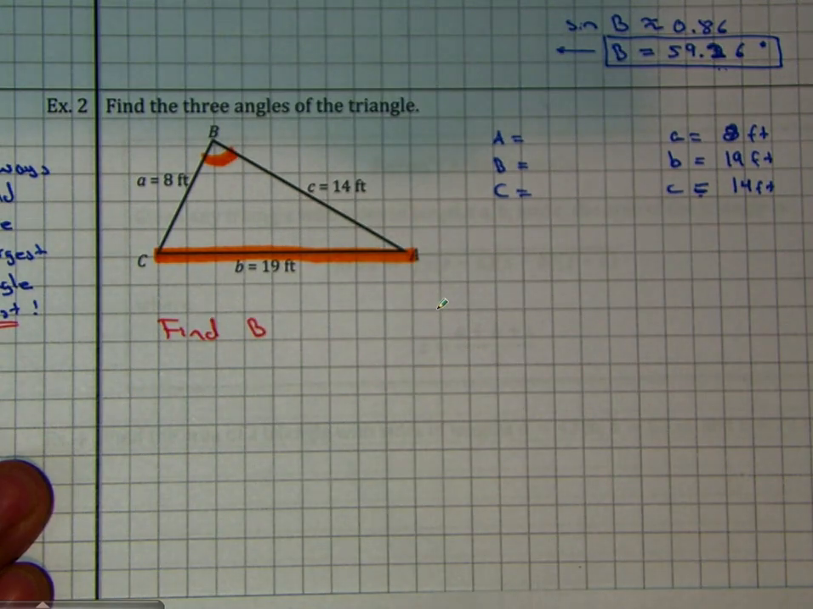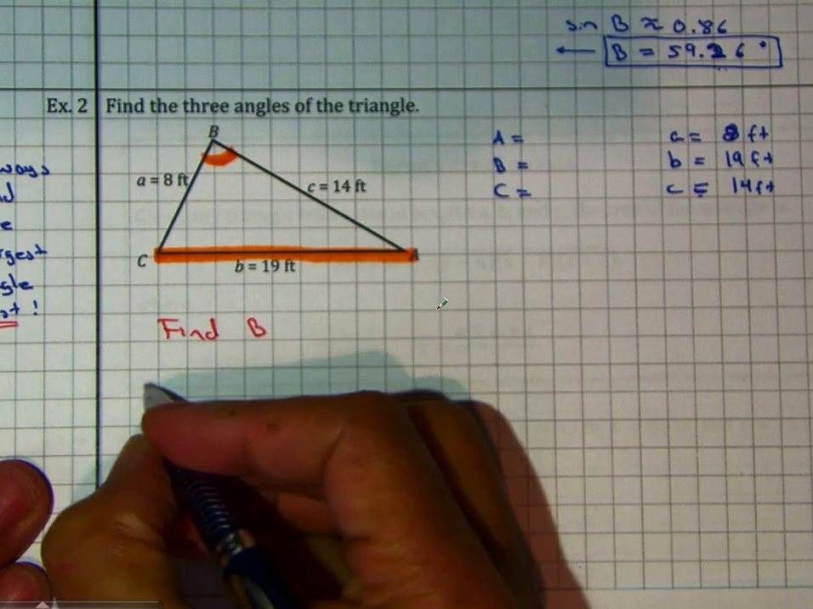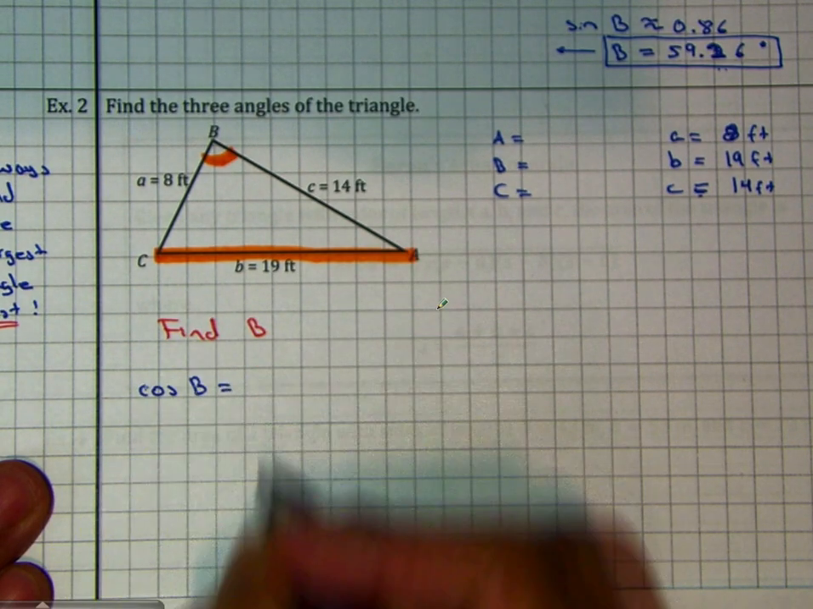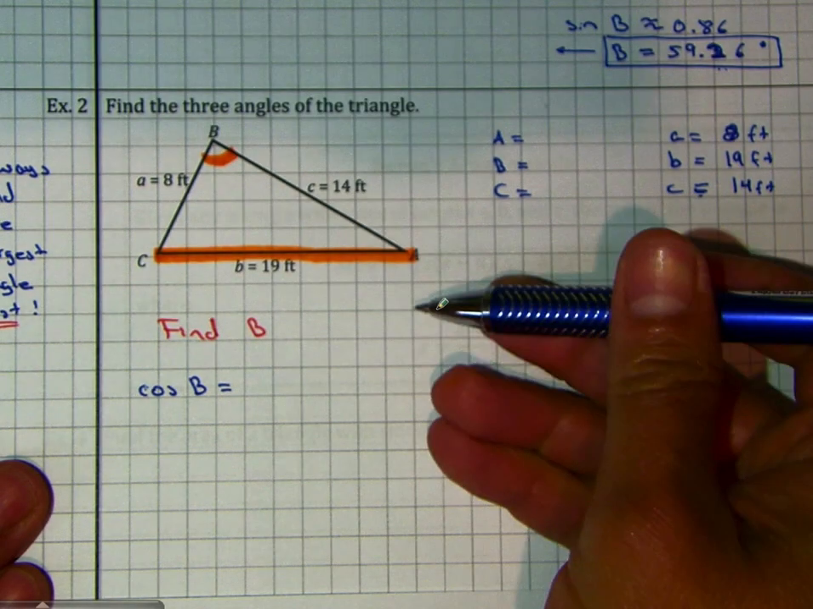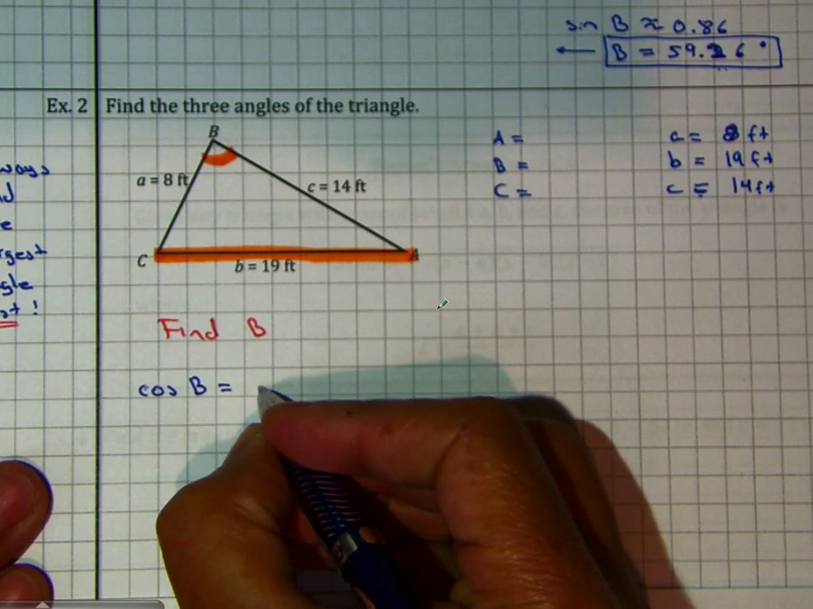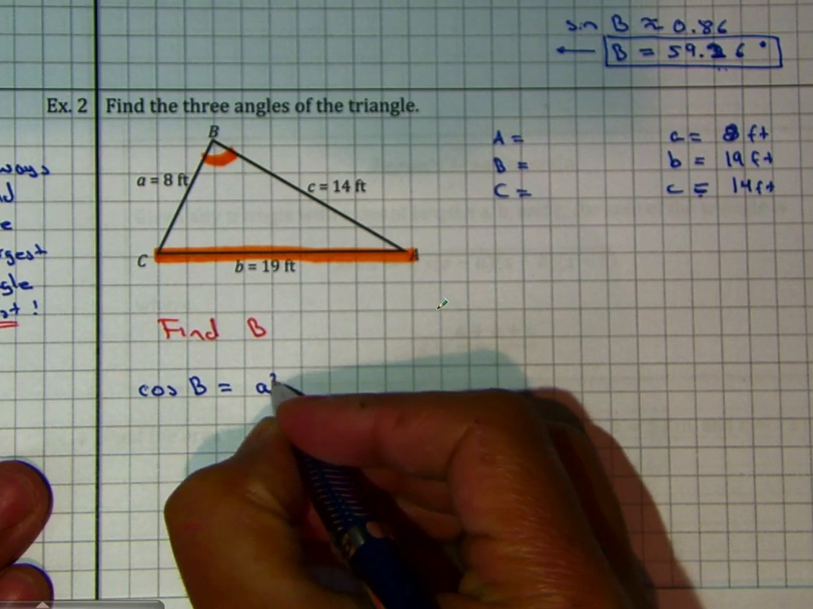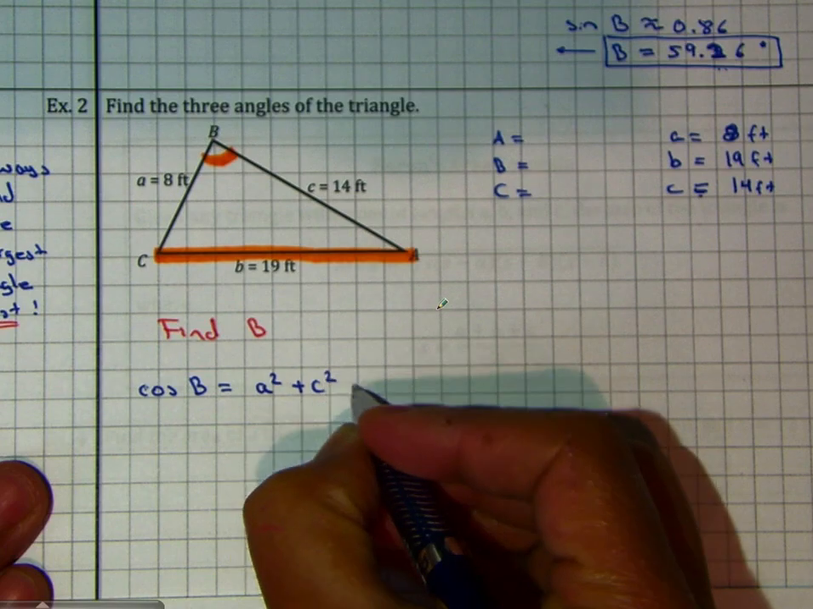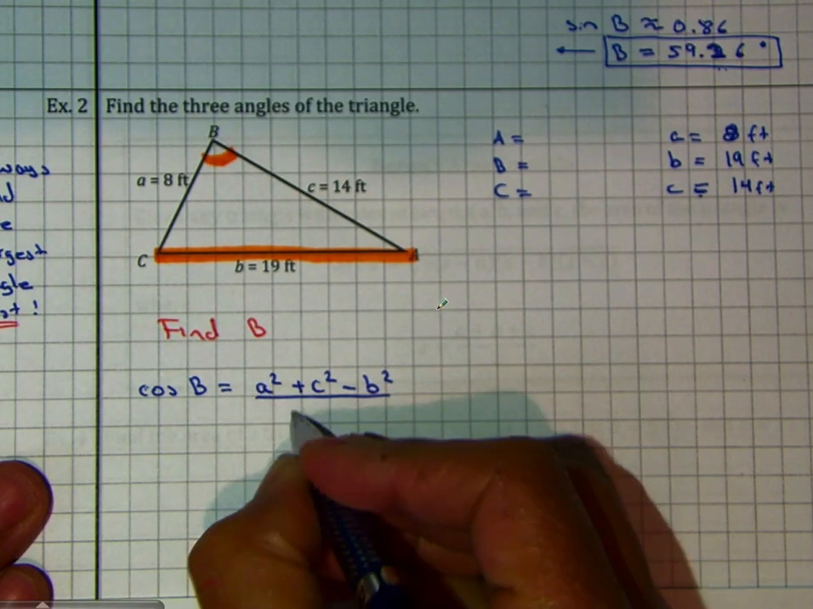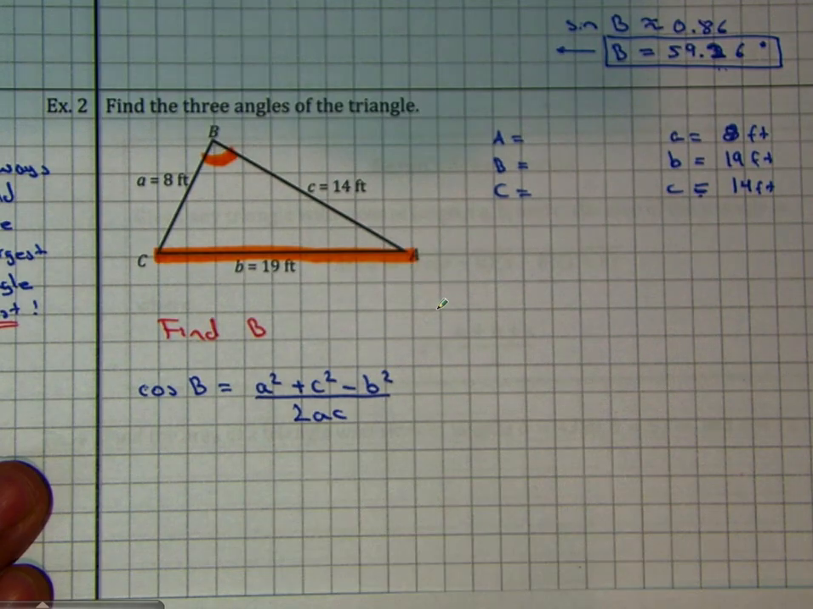I'm going to use my law of cosines, so I'll start with B. I'm looking for B, so the cosine of B equals. Now remember that you can use your regular formula and then solve, or you can just say the cosine of B will be the other two sides, which will be a squared plus c squared. That's b, so therefore it will be minus b squared over 2ac, which get repeated.